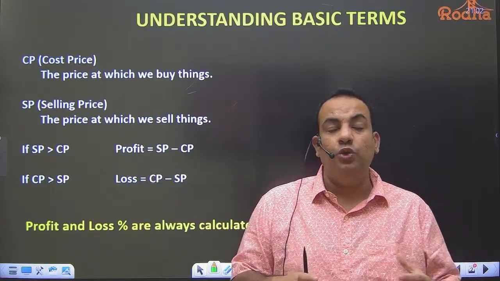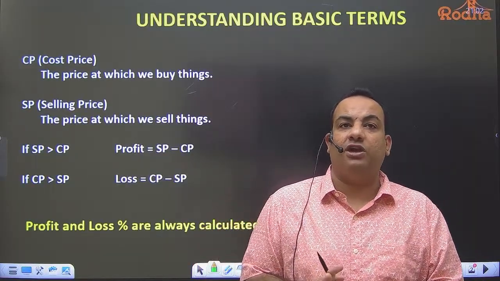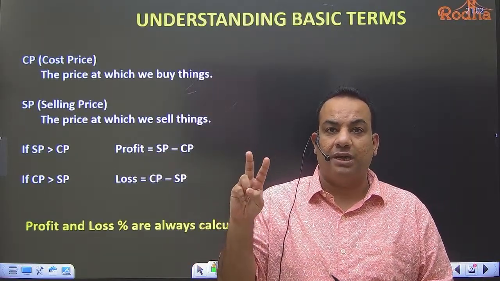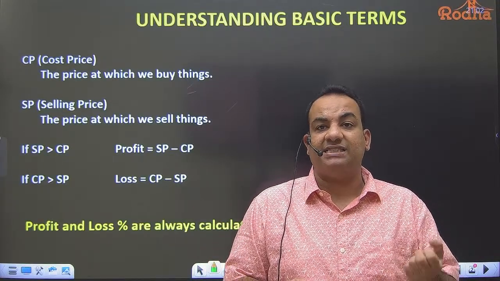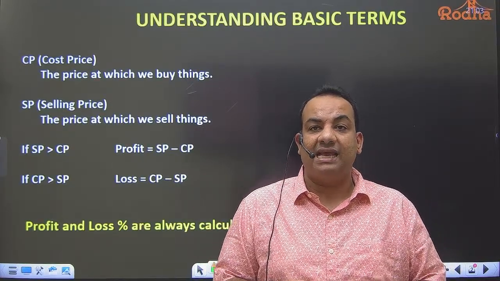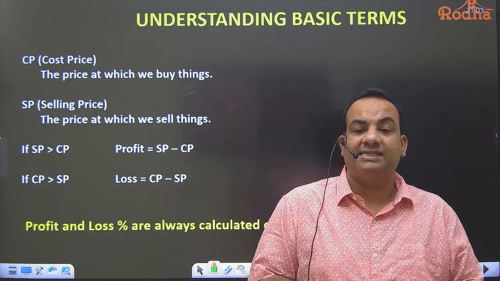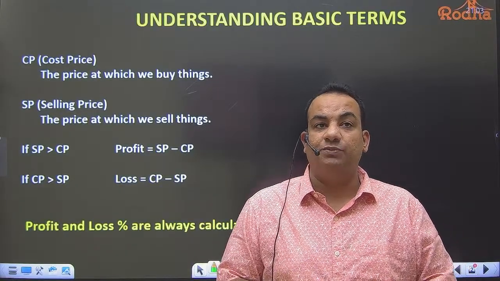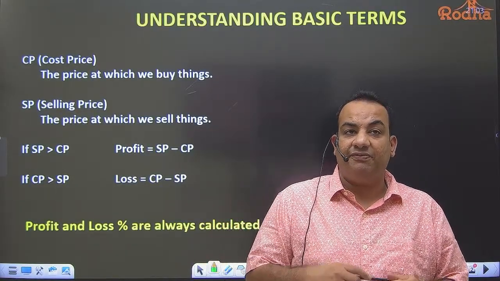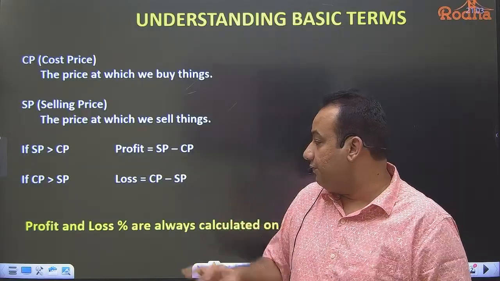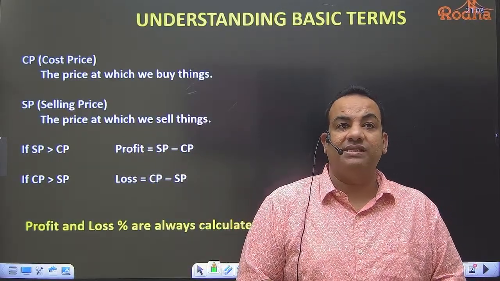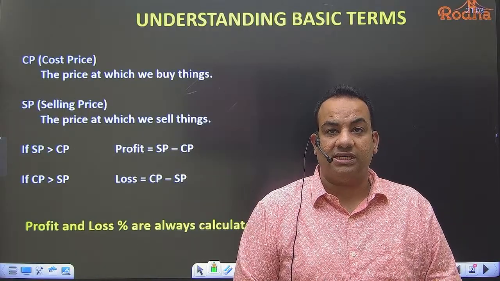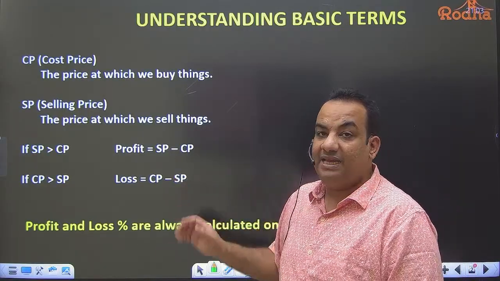Whenever you do any question of profit and loss, you should focus on these two terms: cost price and selling price. Cost price is the price at which we buy things. Selling price is the price at which we sell things. If selling price is more than cost price, then definitely there is a profit, and that profit is selling price minus cost price. If cost price is more than selling price, then there is a loss, and that loss is CP minus SP.